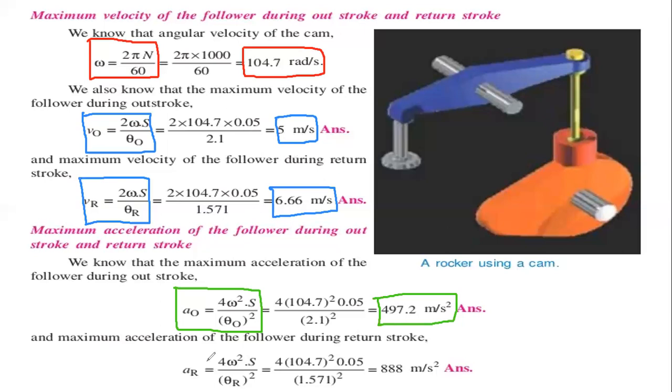And lastly, we need to find the maximum acceleration of the follower during the return stroke. That is, A r equals 4 into omega square into s by theta r whole square. That is in total 388 meters per second square.